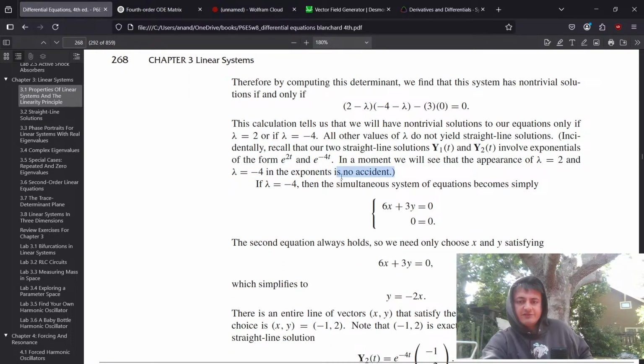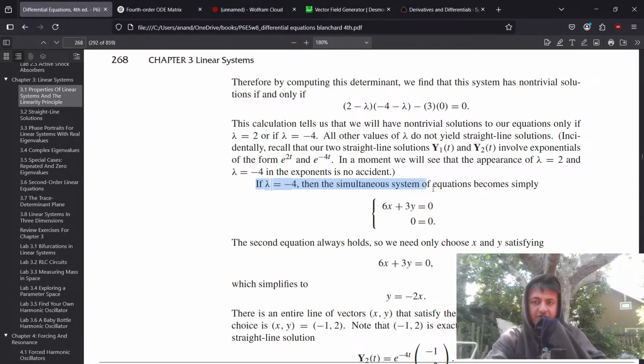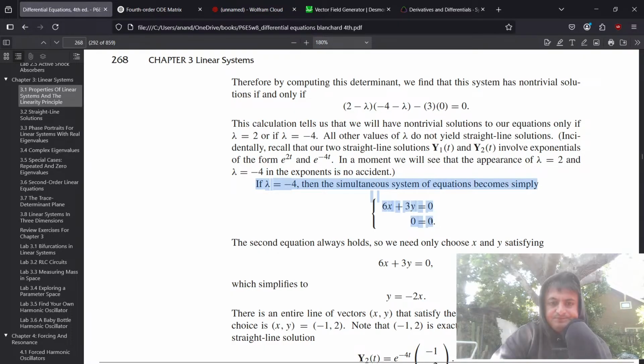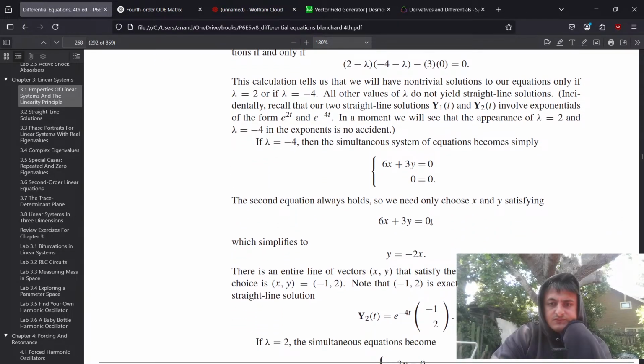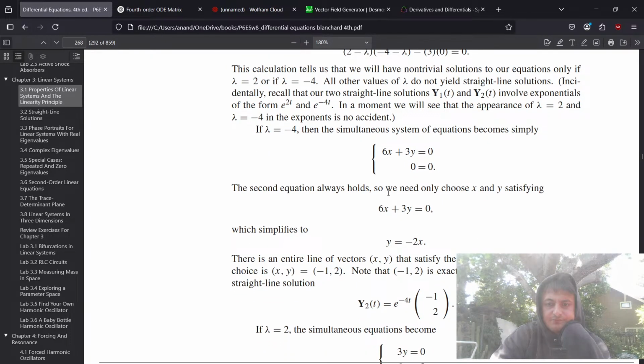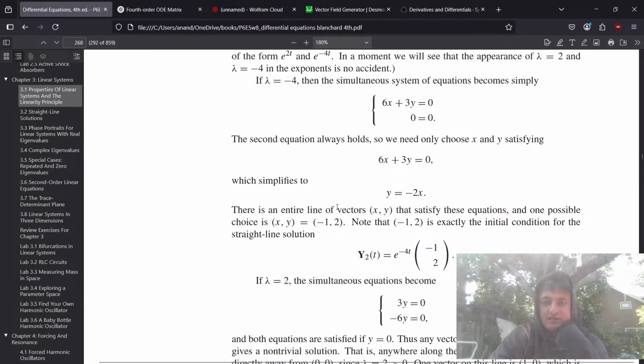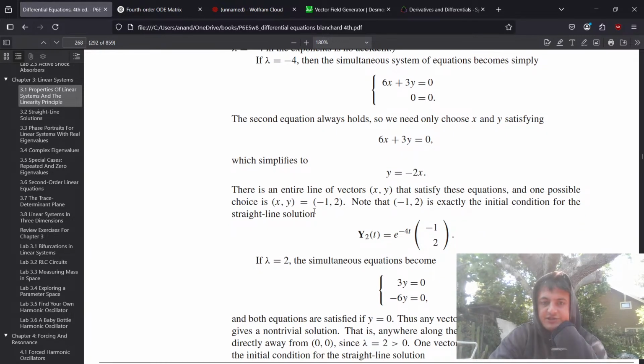If lambda is equal to minus 4, then the simultaneous system of equations becomes simply 6x plus 3y is equal to 0. So we find that y is equal to minus 2x. There's an entire line of vectors that satisfy these equations, and one possible choice is (x, y) equal to (minus 1, 2). Note that (minus 1, 2) is exactly the initial condition for the straight line solution.